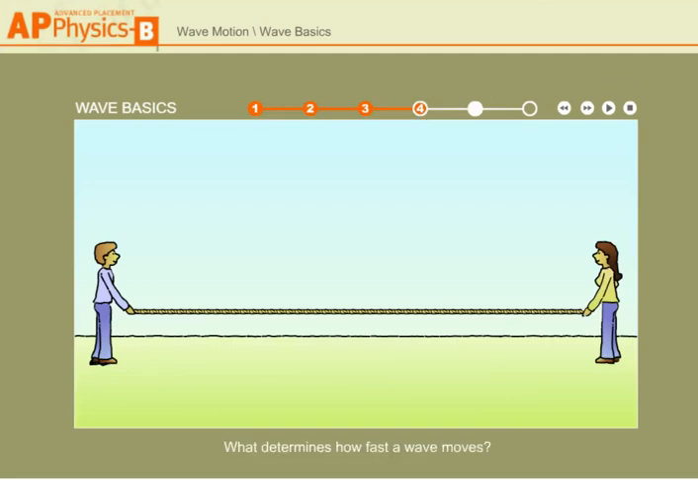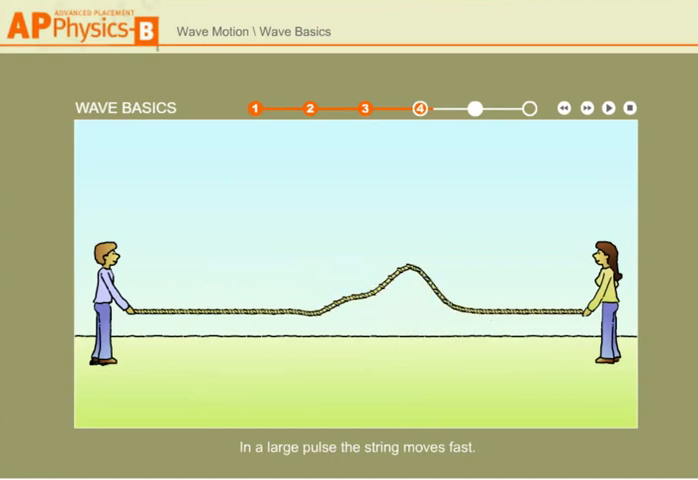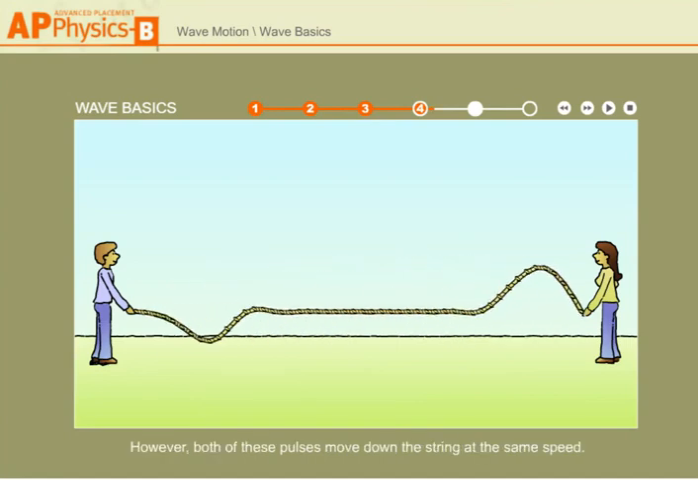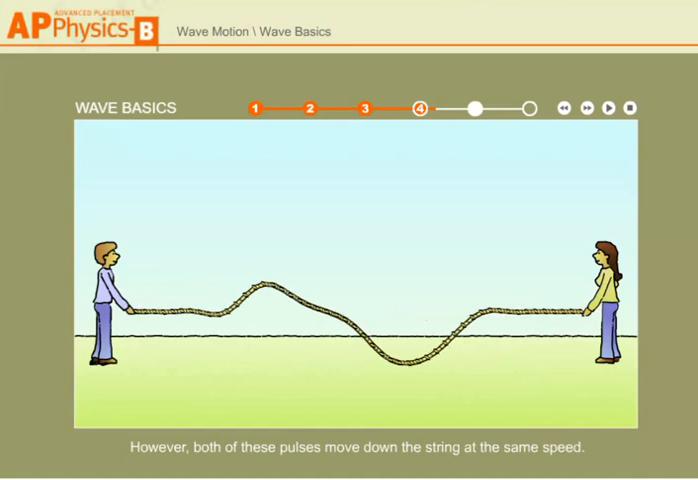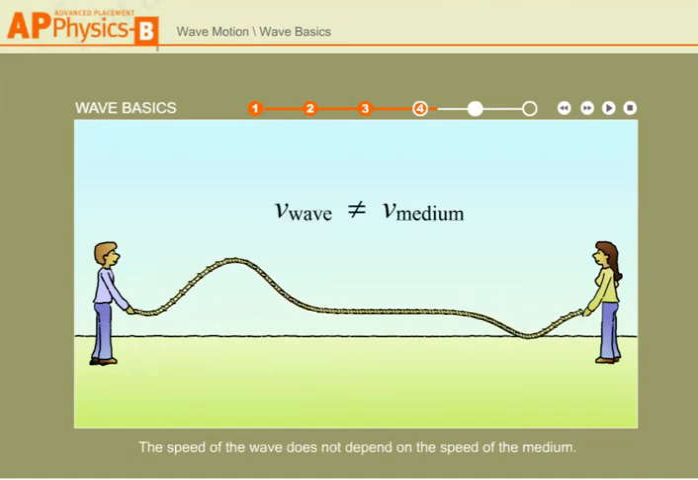What determines how fast a wave moves? In a small pulse, the string itself moves slowly. In a large pulse, the string moves fast. However, both of these pulses move down the string at the same speed. The speed of the wave does not depend on the speed of the medium.